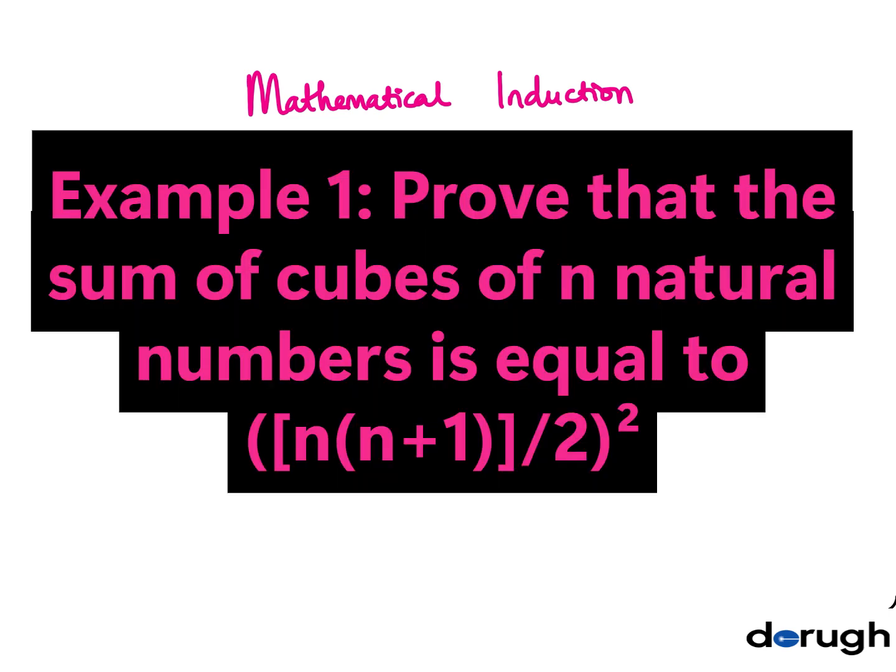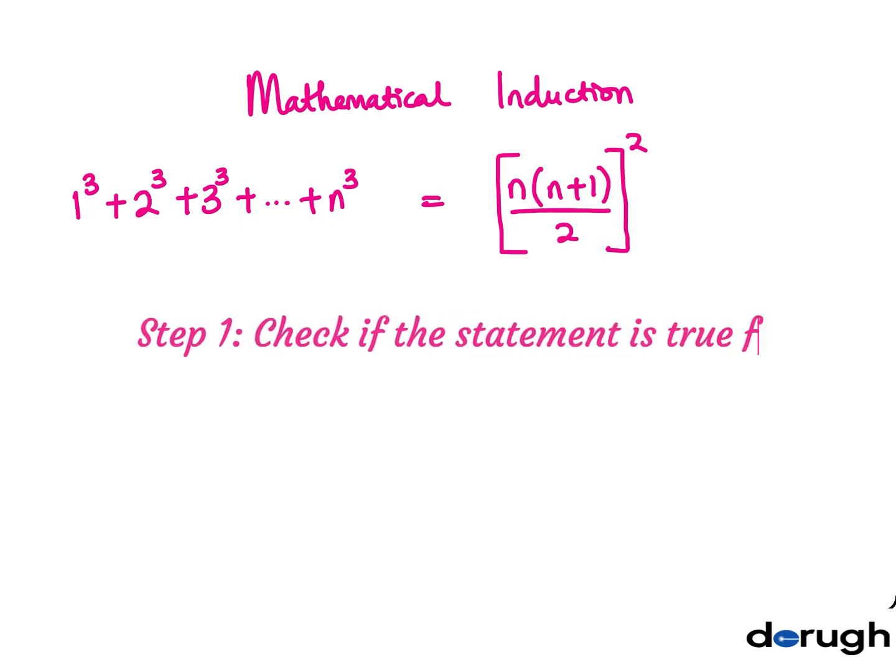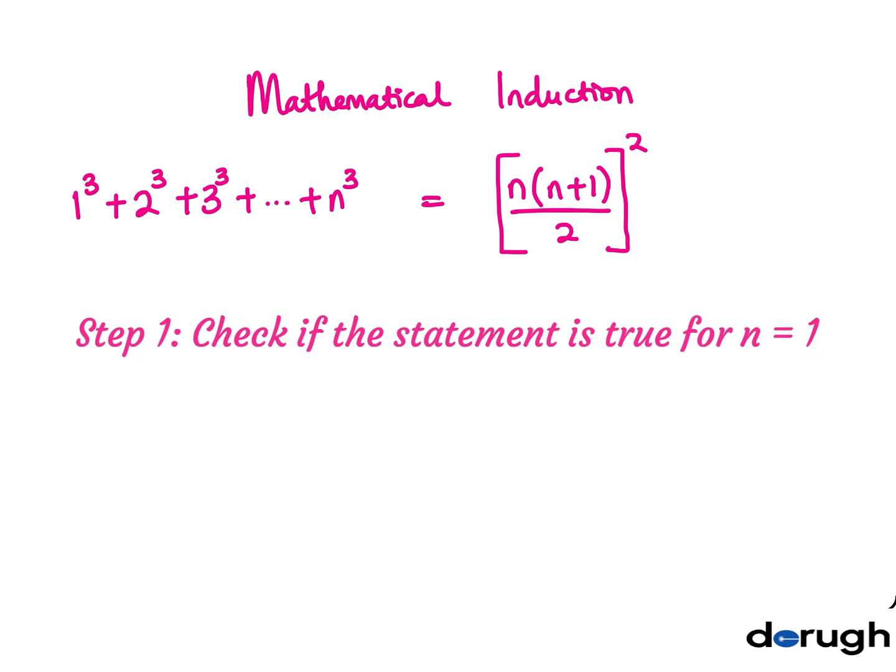Example 1. The example says prove that the sum of the cubes of n natural numbers equals n bracket n plus 1 all over 2, all squared. Now, what's our first step? Step 1 says we have to check whether the statement is true when n equals 1. So on the left hand side, when n equals 1, we can just get rid of the rest of this, and we'll just have 1 power 3.